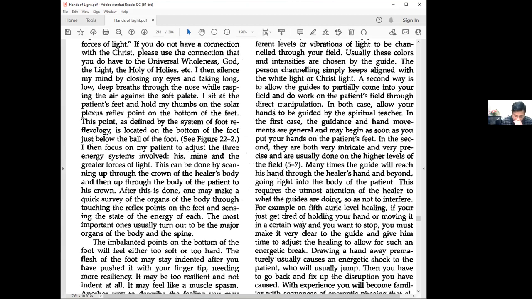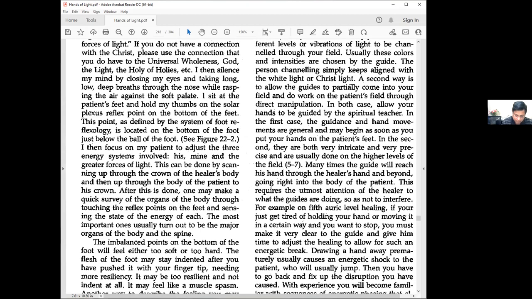If you do not have a connection with the Christ, please use the connection that you do have to the universal holies, God, the light, the holy of holies, etc. I then silence my mind by closing my eyes and taking long, low, deep breaths through the nose while rasping the air against the soft palate.